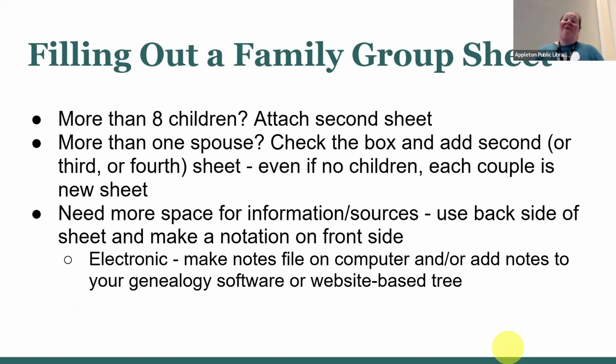Of course, there are going to be families that have more than 8 kids, so you can always attach a separate family group sheet and just make note that that's a continuation of the same family. Again, if they've got more than one spouse, you want to check that box and add a second or a third or a fourth sheet, however many you need for additional marriages. Even if they don't have kids, you want to document that in that new sheet.